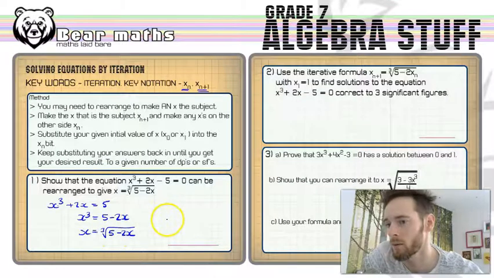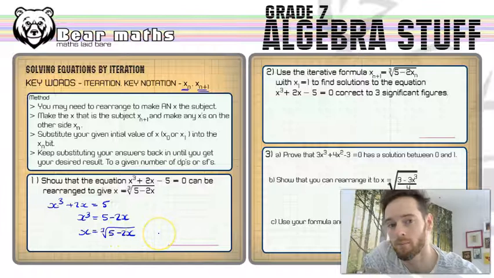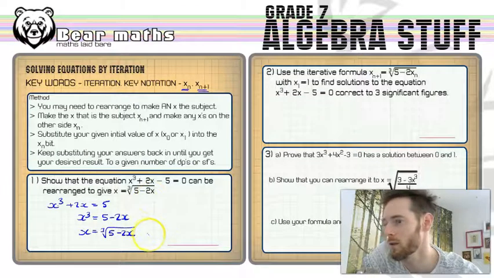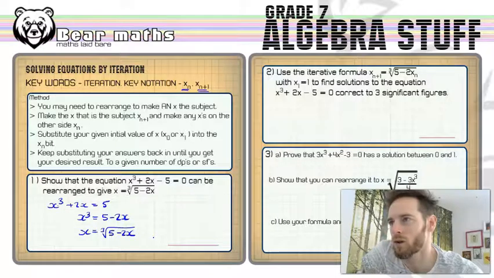It looks complicated to begin with, but actually we've done that in 3 steps, and there's our way of doing it. All right, that is it. There's nothing more to it than that. We've just shown that it can be rearranged to give that. Now that does confuse a lot of people, but hopefully I have ironed out those issues for you.